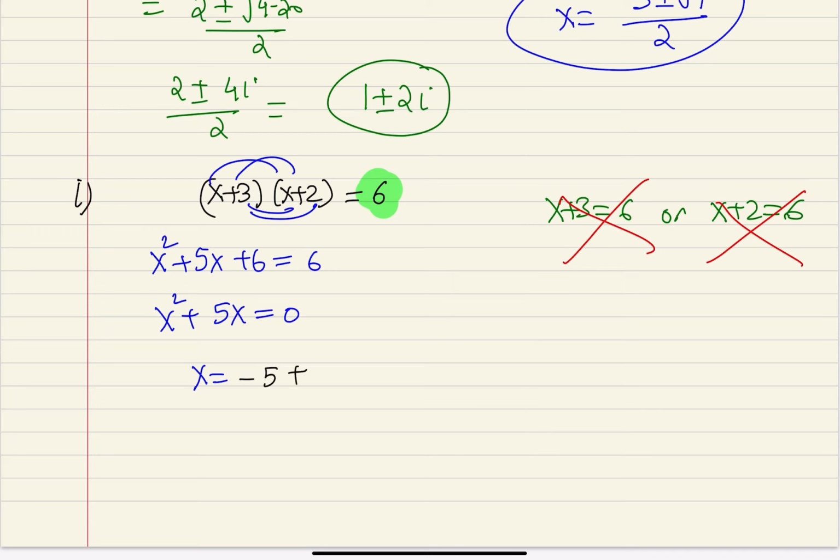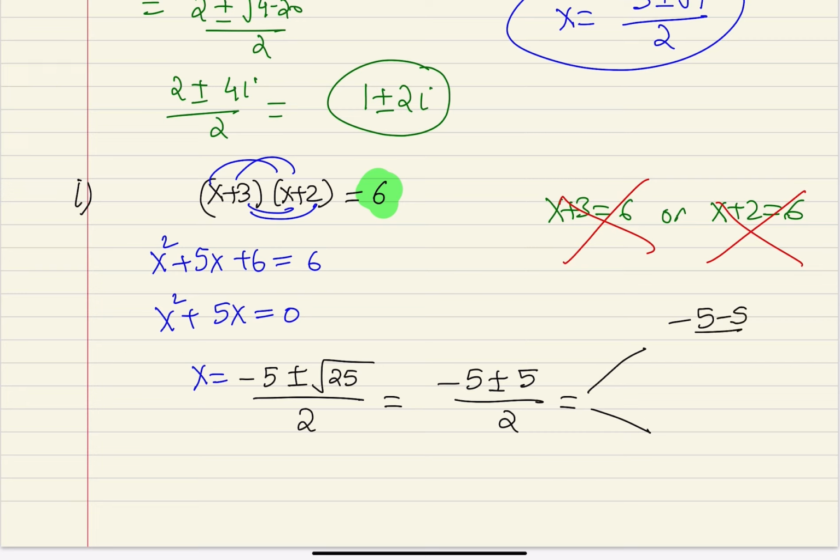So negative b plus minus square root of b squared minus 4 times a times c. c is 0, so the entire 4ac piece will be 0, divided by 2a. Negative 5 plus minus square root of 25, which is 5 as well, divided by 2. So we have two solutions here. Negative 5 minus 5 over 2, which is negative 10 divided by 2 is negative 5. Negative 5 plus 5 divided by 2, which is equal to 0.